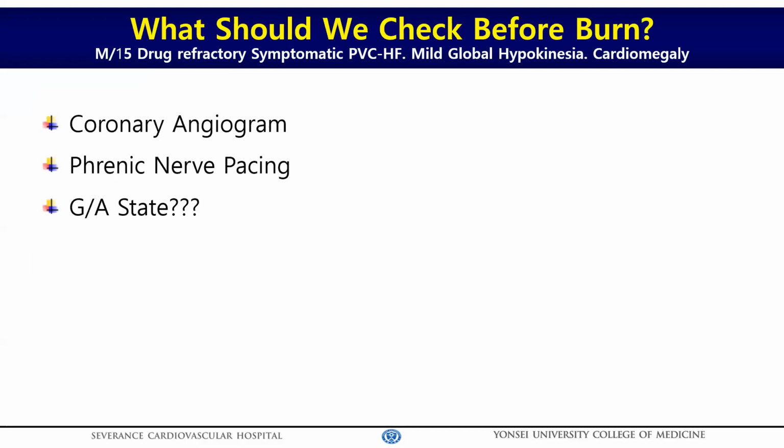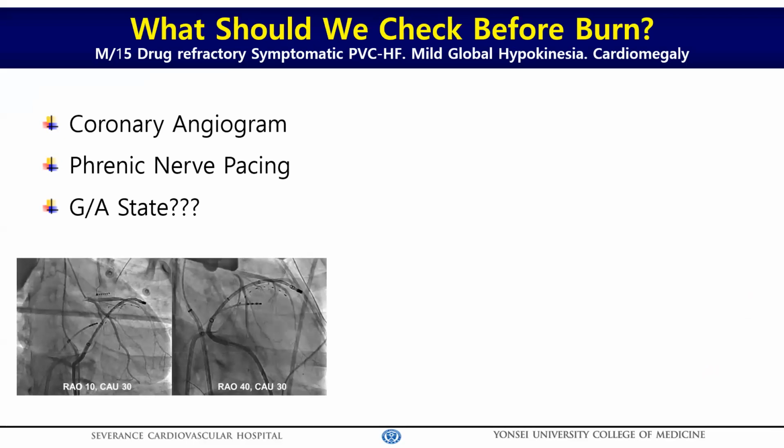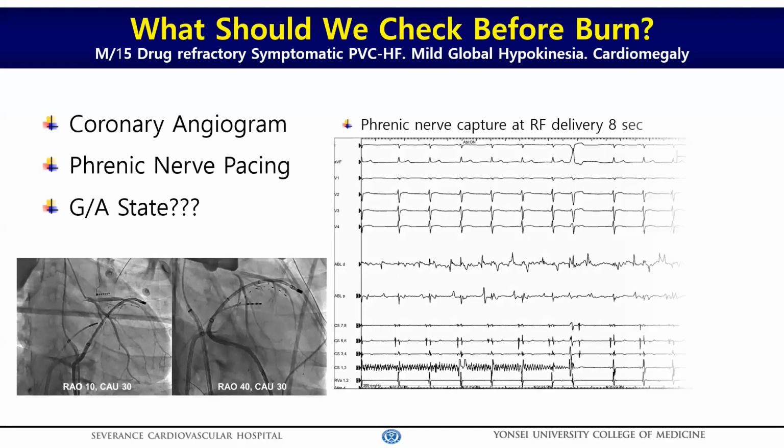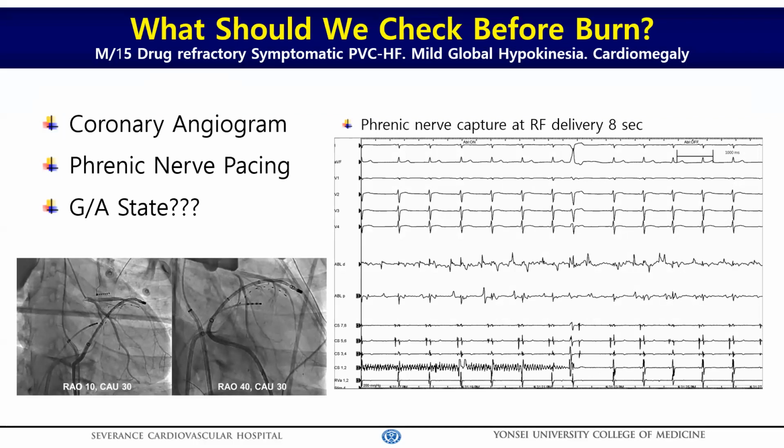What should we check? It is mandatory to check the coronary angiogram and phrenic nerve capture. Coronary arteries are separated from the VT target site. However, especially under general anesthesia with a neuromuscular blocker, you have to be careful about phrenic nerve injury. Because I felt phrenic capture at the target site, I carefully moved the ablation catheter a little bit to a safer area. However, we experienced phrenic capture during RF delivery. So it was not pacing-induced phrenic capture, but RF-induced capture. So I stopped burning all of a sudden.